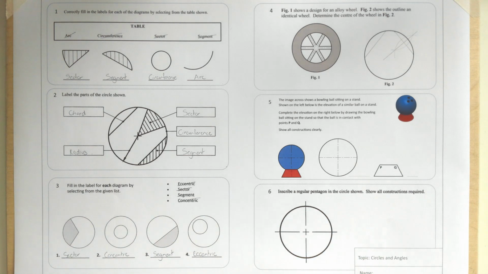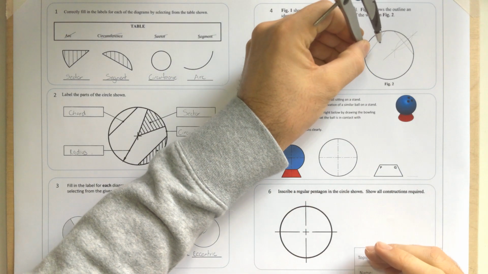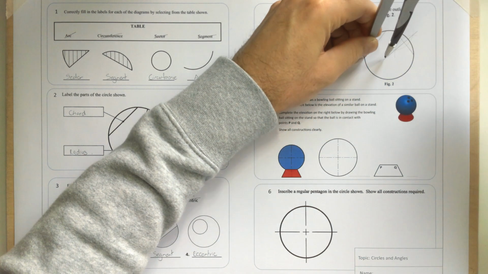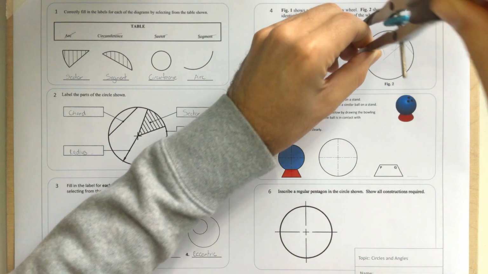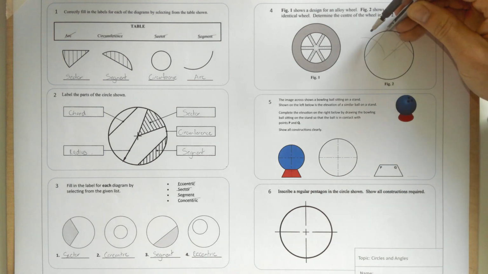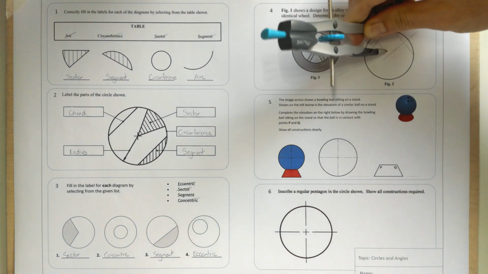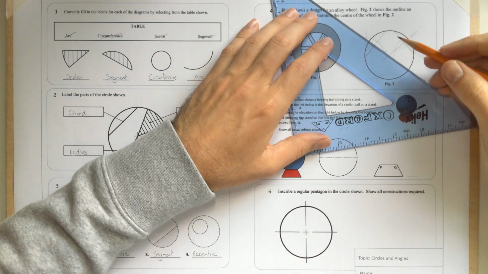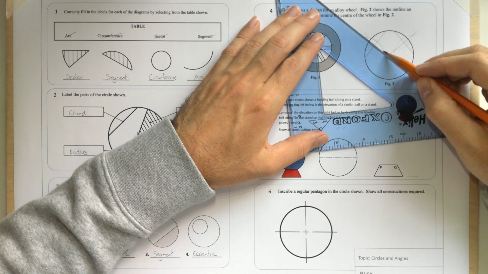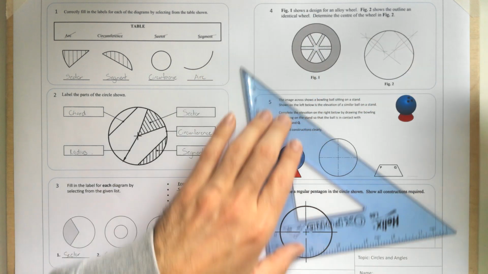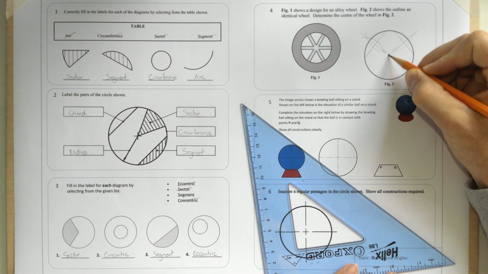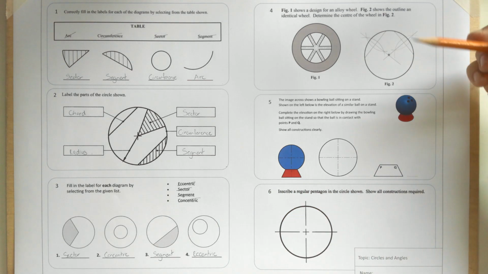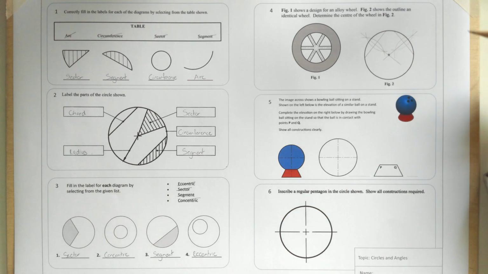I'm going to do the same with the chord on the left. Set the compass to a little bit more than half. Keep it at the same measurement, set it on this side, a little bit more than half, same measurement again, and where the 2 cross over gives you the bisect line of that chord. And where the 2 cross gives me the center point of the circle. So that's the center point found. Doesn't ask me to draw in the alloy wheel, it just asks for the center point, so that's question 4 complete.